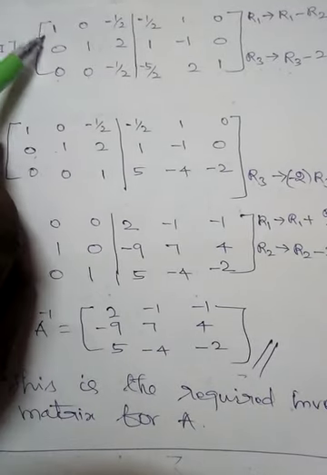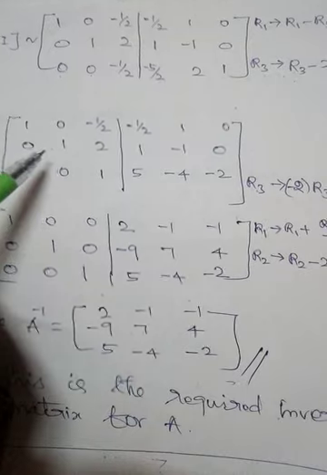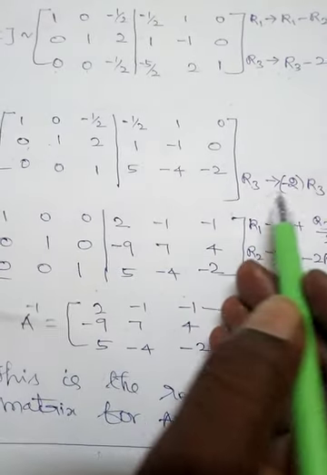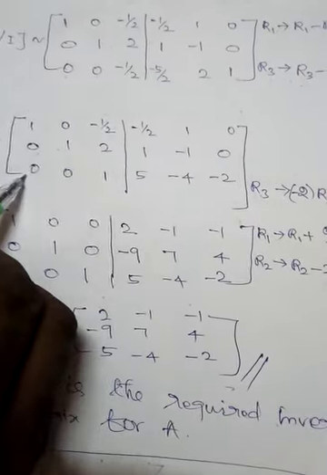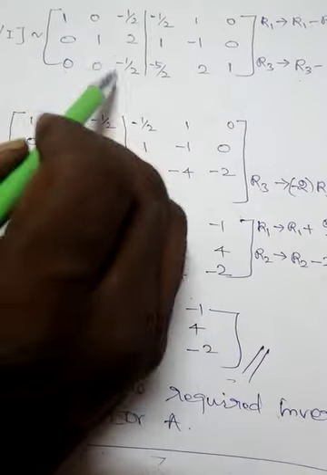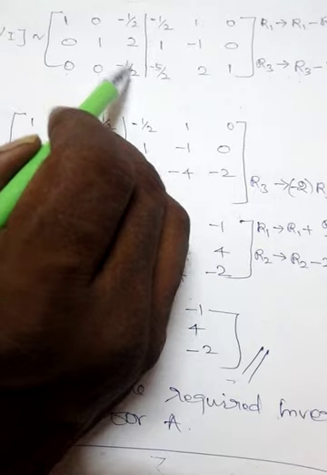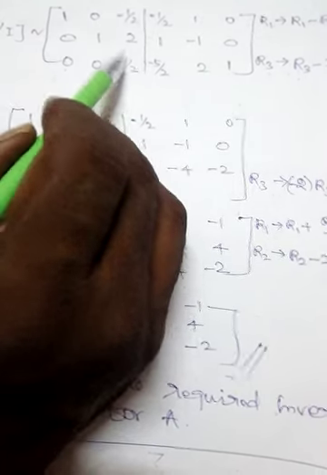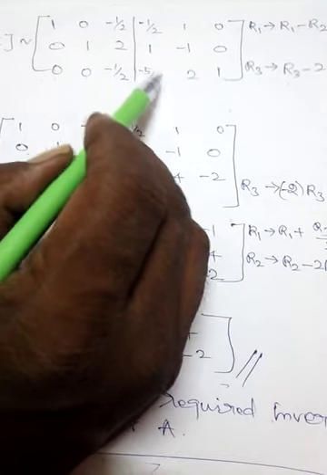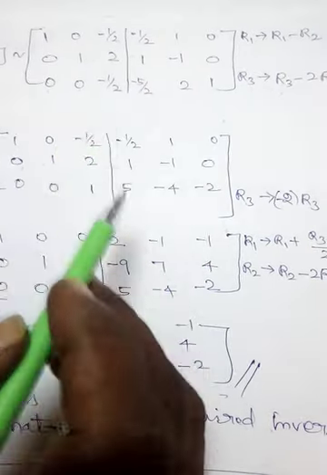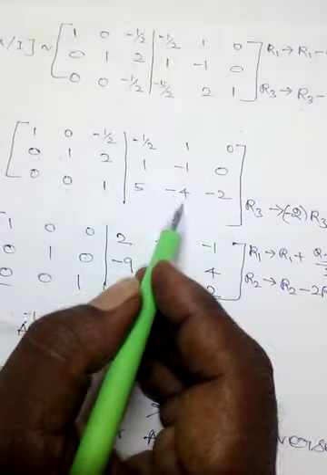Similarly here R1 and R2 are kept as they are. The third row will be multiplied by minus 2. So minus 2 into 0 is 0, minus 2 into 0 is 0. Minus 2 into 1 by 2: the 2s cancel, so we have only 1. Similarly minus 2 into minus 5 by 2: the 2s cancel, we have only 5. Minus 2 into 2 gives minus 4. Minus 2 into 1 gives minus 2. This is the next level.